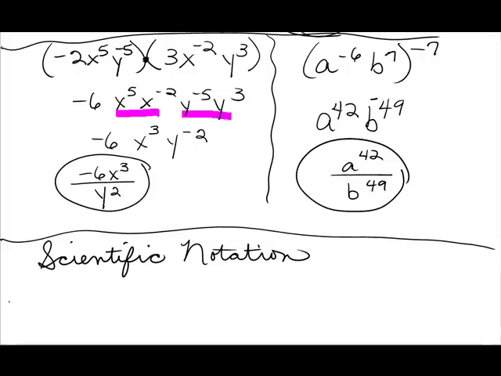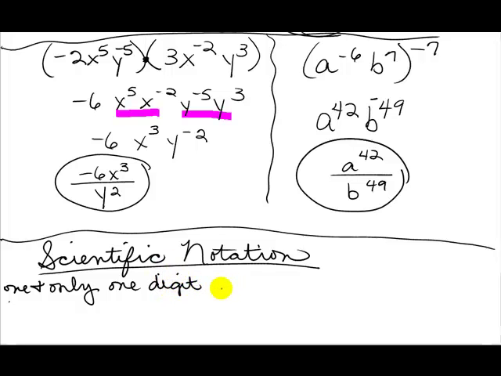Now, scientific notation has a very specific look. It is only one digit. Okay, I'm going to say 1 and only one digit. It must have 1. It can only have 1.